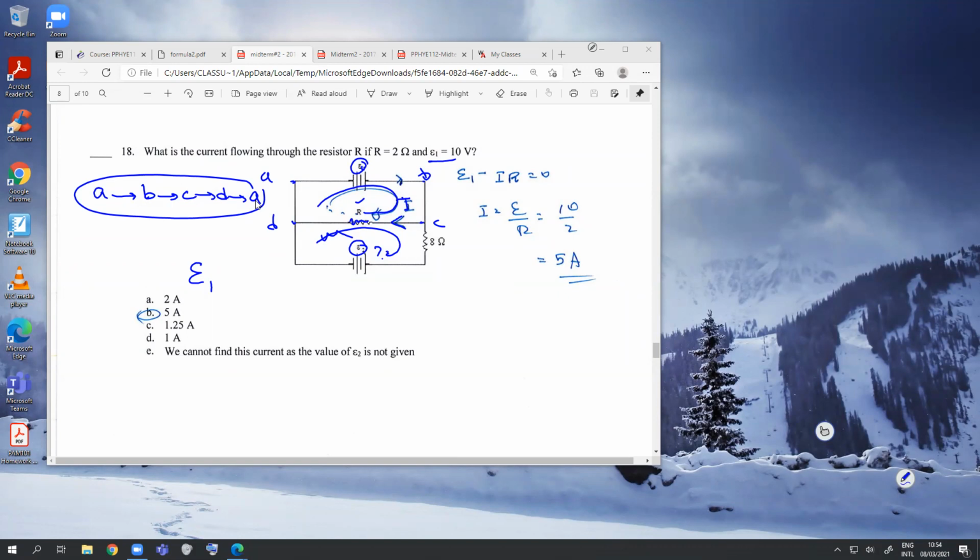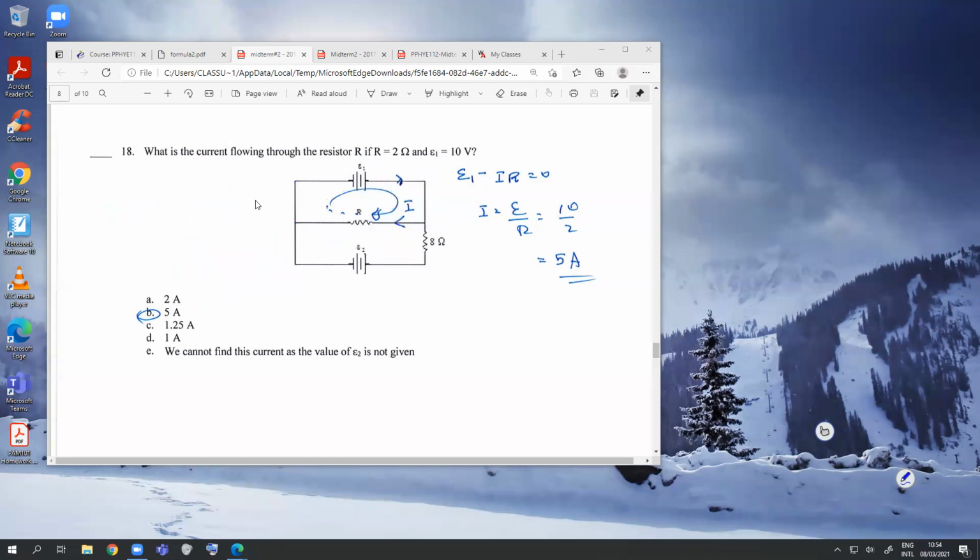Then you have this resistance, and you are flowing in the same direction as the current. So it will be IR equal to 0, no more. That's it. You solve for this. This is given. This is given. This is the only unknown. Just solve it. Okay, easy. So let's move on.